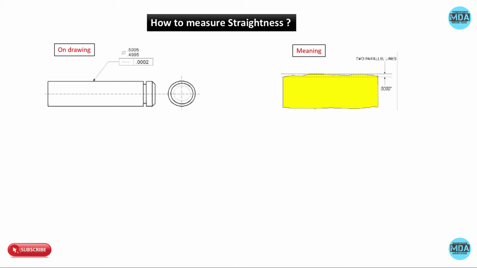This is a commonly asked question for the post of design engineer and for the quality engineer. First, we will see how to measure the straightness. Here you can see that on a drawing I have applied a straightness of 0.002. Here I want an edge of the pin to be straight, so its meaning is like this. Here the two parallel lines form the tolerance zone. So in the tolerance zone the part must lie.